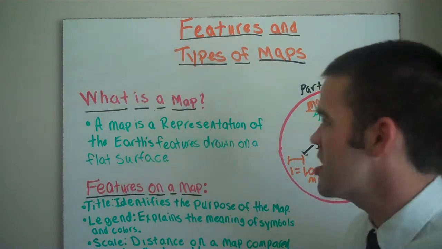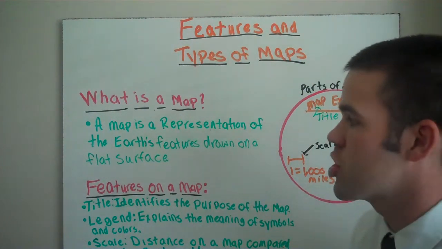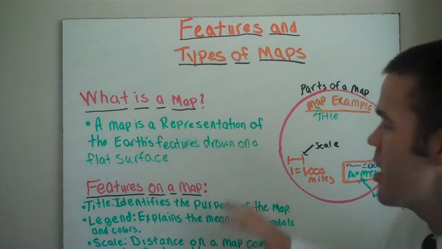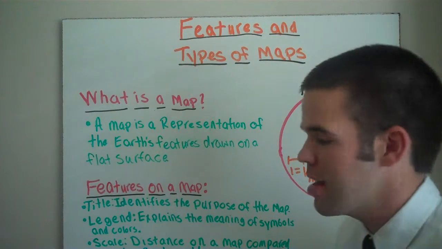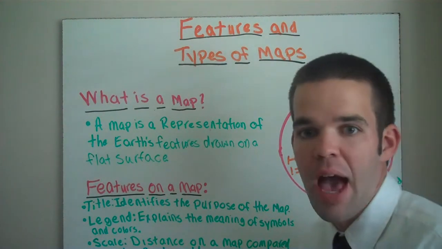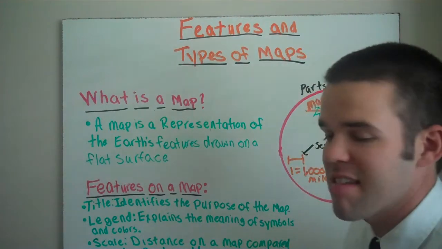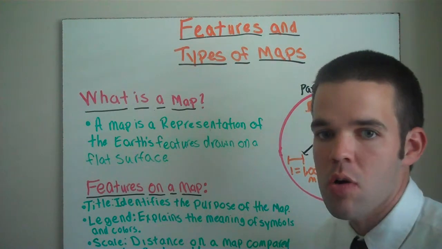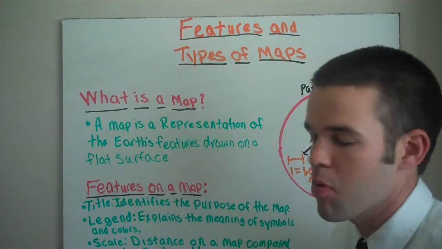A map is a representation of the Earth's features drawn on a flat surface. This is a representation of a map. It is on a flat surface. There are several examples in the classroom. One of them you have on your desk currently. It is a flat surface. There are several features on a map that we are going to cover in the next two boards.